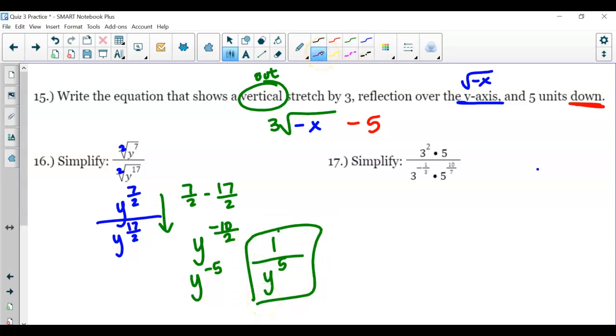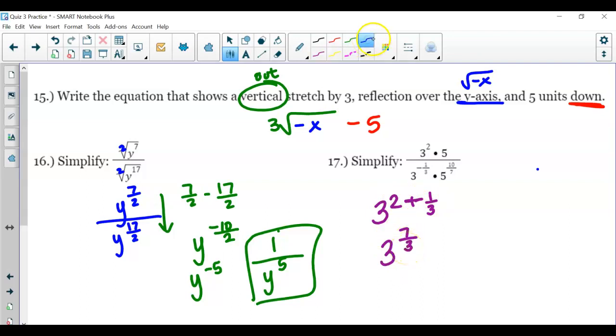Now question 17. Notice here we are multiplying, but the bases are different, so we can't add the exponents. However, we are subtracting, so we can subtract our exponents here. So this is our base of 3, and that is the whole number 2 minus negative 1/3. So that is again here 2 negatives making a positive. So 2 plus 1/3 is now going to give you 7/3 here.